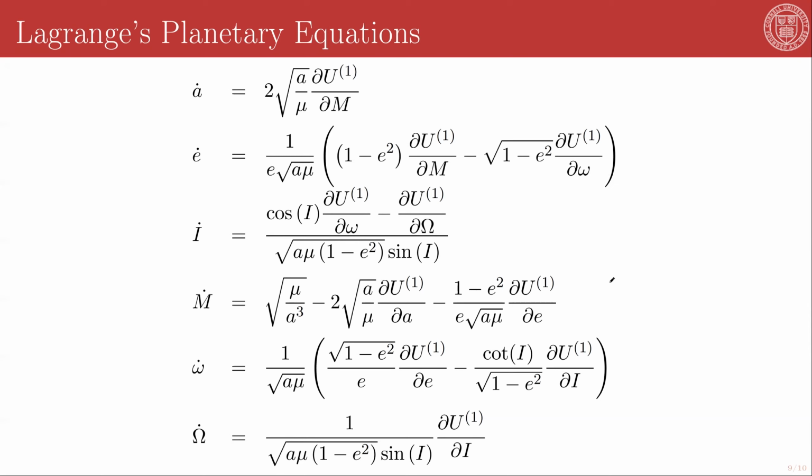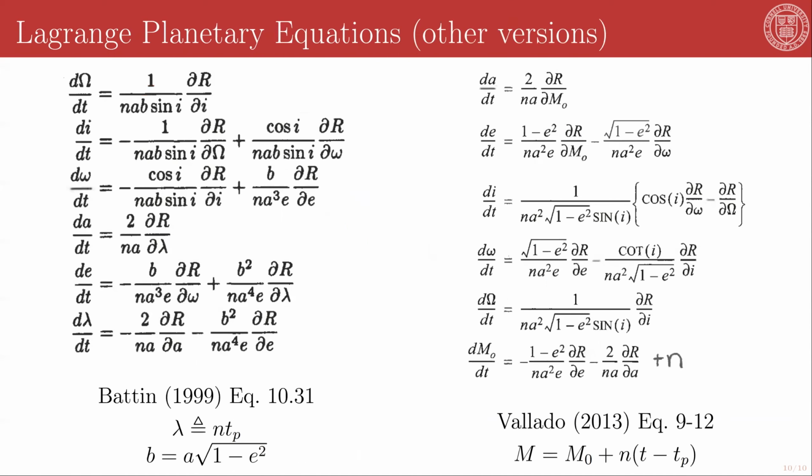Just as with Gauss's equations, there are many, many alternate forms. And once again, I'm reproducing here the two forms found in Battin's book and Vallado's book. They are effectively the same as the equations on the previous slide, modulo a few different algebraic simplifications. And also note that in Battin's text, lambda is defined as n, the mean motion, times the time of periapse passage. And these equations are written in terms of both the semi-major axis a and the semi-minor axis b, which we know to be a times the square root of 1 minus e squared for closed orbits.